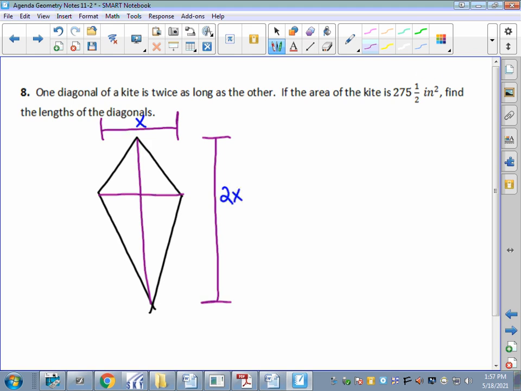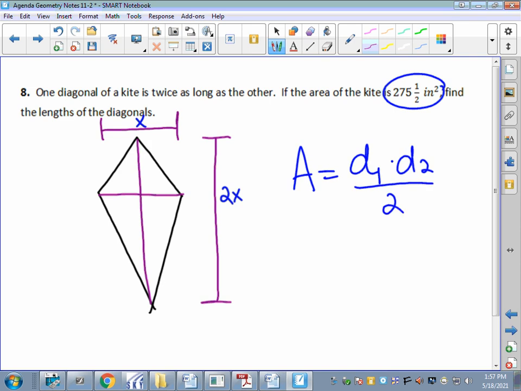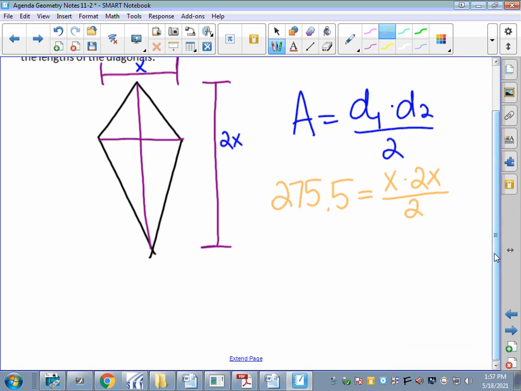And I know that the area is 275.5 inches. So area equals d1 times d2 all over 2. So I know the area. Is anybody going to object if I put in a 0.5 instead of 1/2? d1 is x times 2x all over 2. Do not be intimidated by x's. We know how to do this.